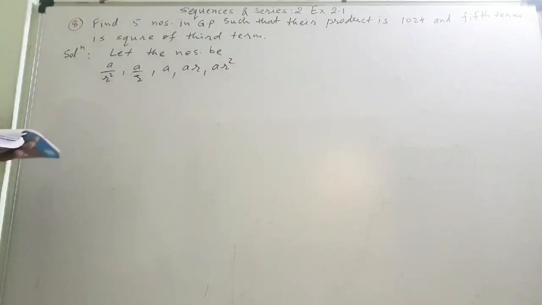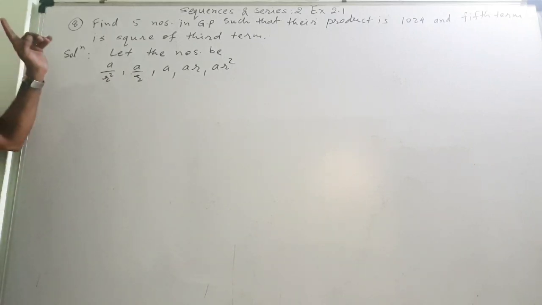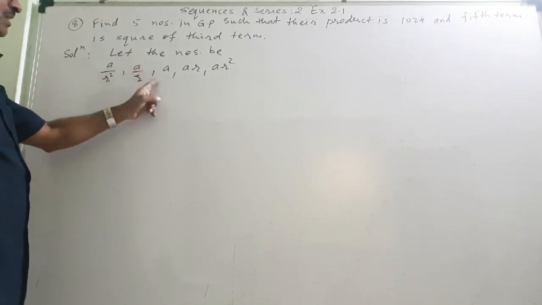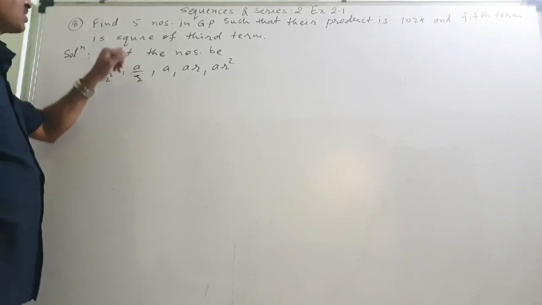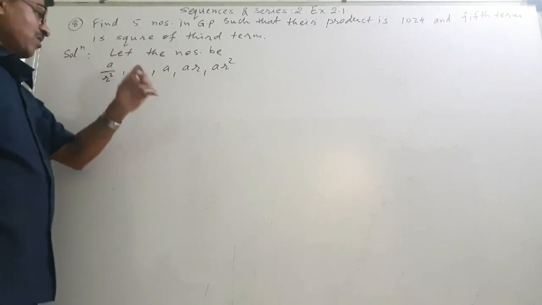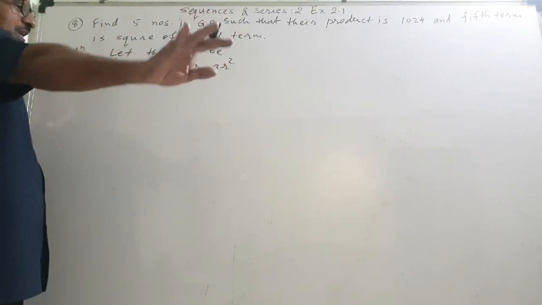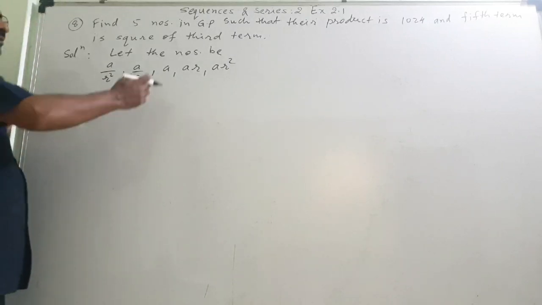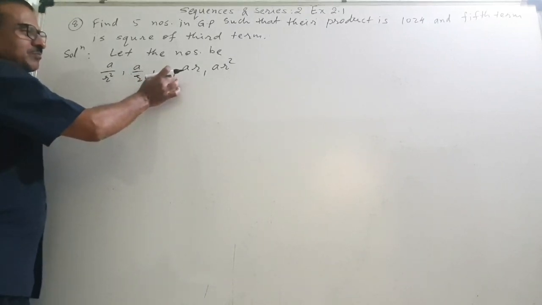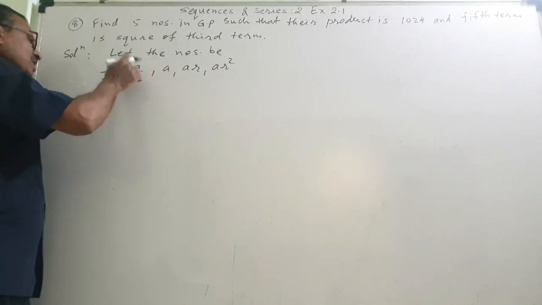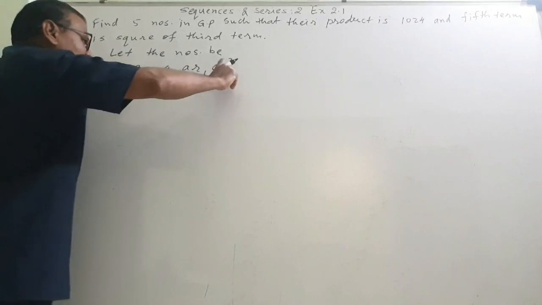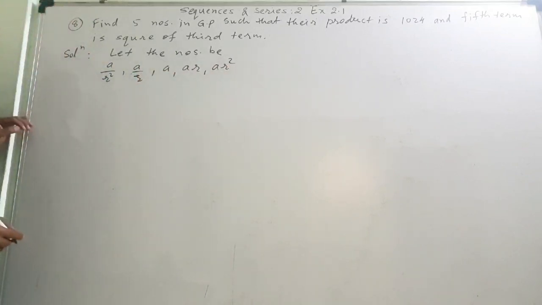See, if 6 numbers, then I will write AR cube that way. Here the middle term, if this is odd, the middle term should be A and go on spreading here and there. Okay. This is the middle term. So here it will be A upon R, here will be A upon R square. So here will be AR and here will be AR square. This way you can remember.